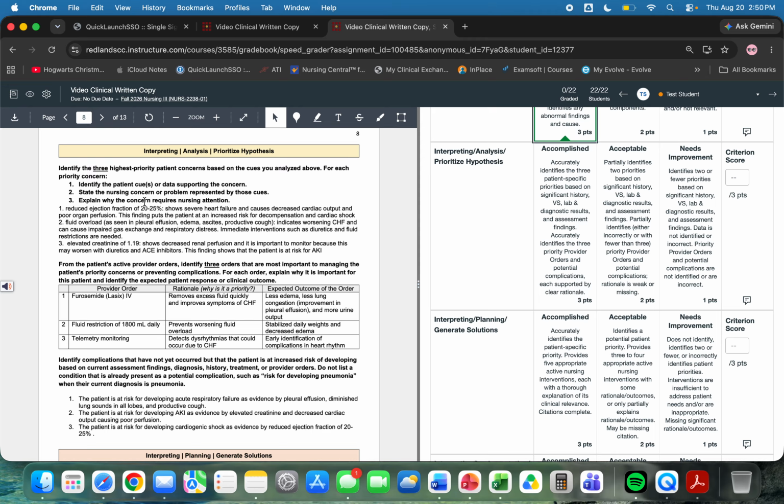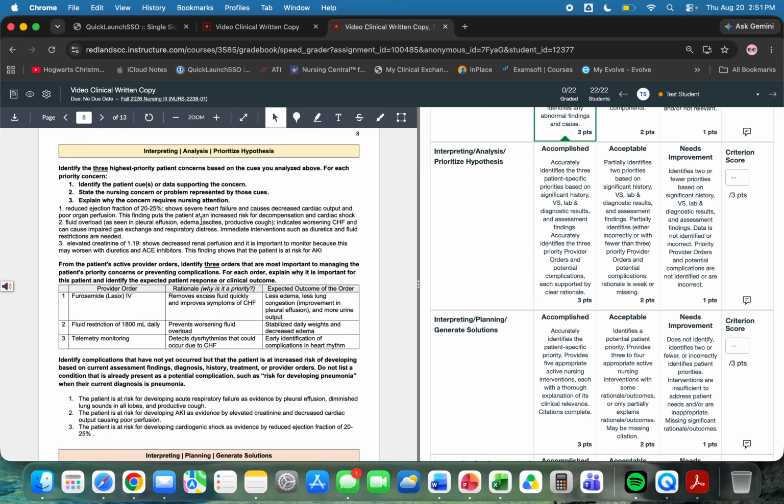So what is a concern? What are your cues supporting the problem, and why does it require the nurse's attention? So reduced ejection fraction, severe heart failure, decreased cardiac output. A finding puts the patient at an increased risk for decompensation and cardiogenic shock, okay? The thing I would probably say about this top one is she needs to probably give some more data that shows relevance to this, but she did a pretty good job.